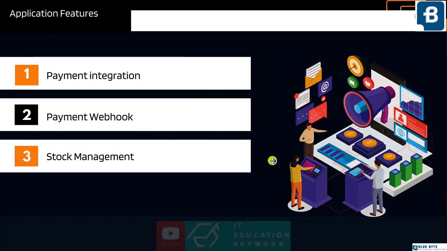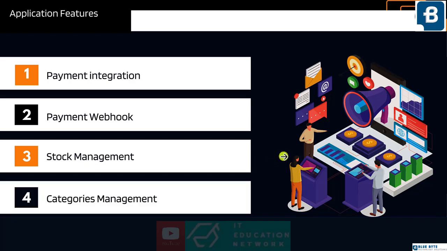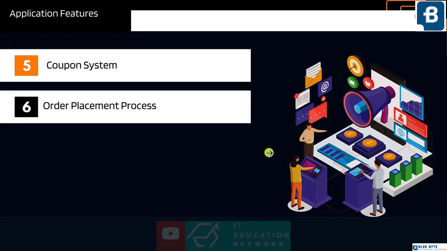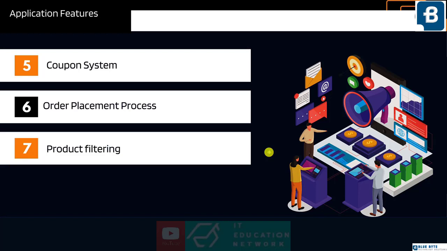And after that, we will talk about stock management. And this one includes creating of products, deleting, updating, and stocking of a product when it is out of stock. And we will also implement what is called categories and coupon system, order placement process, product filtering. For example, we can filter a product by brand or by color or by price range.